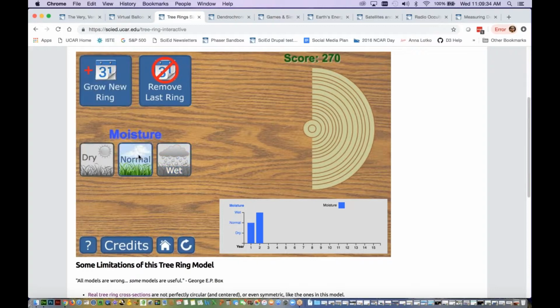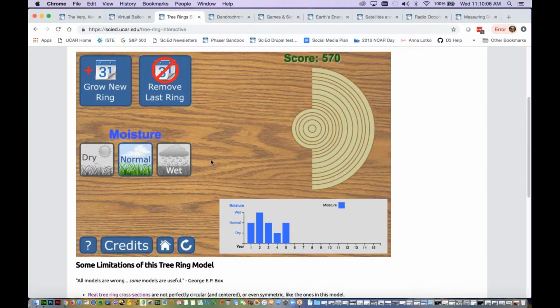I happen to know that the next year was back to normal, and the following year after that was dry conditions, and then I think it's normal again. You can see that if you make the right choices, you can gradually build up a matching half of a tree cookie to match the pattern there. It also builds a graph up across the bottom that you can then do some interpretation around. Are there long periods of drought? Are there long periods of wet spells or so forth?